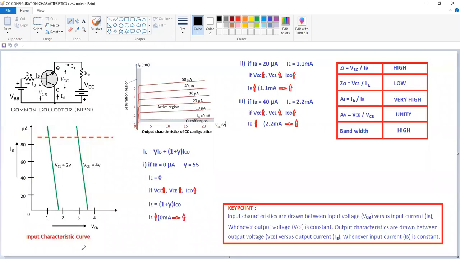Here this topic is related to common collector input characteristics. Here this base end is connected reverse bias, this is connected forward bias. Here the base is having 0.7. Like 2 minus 0.7 will become 1.3.